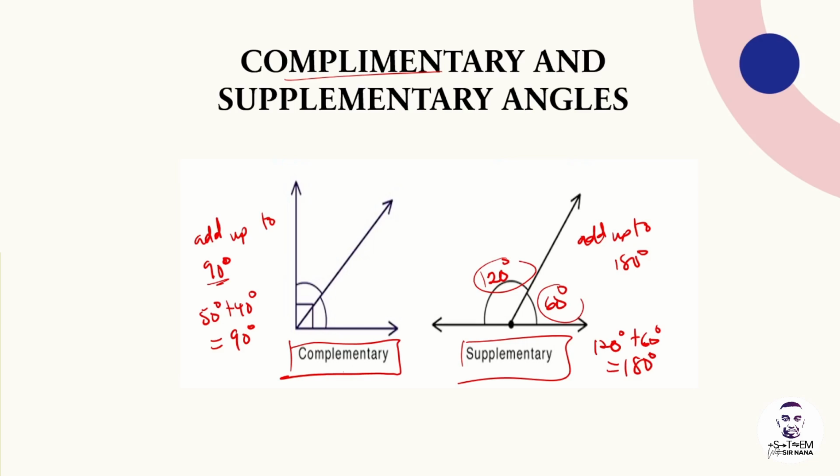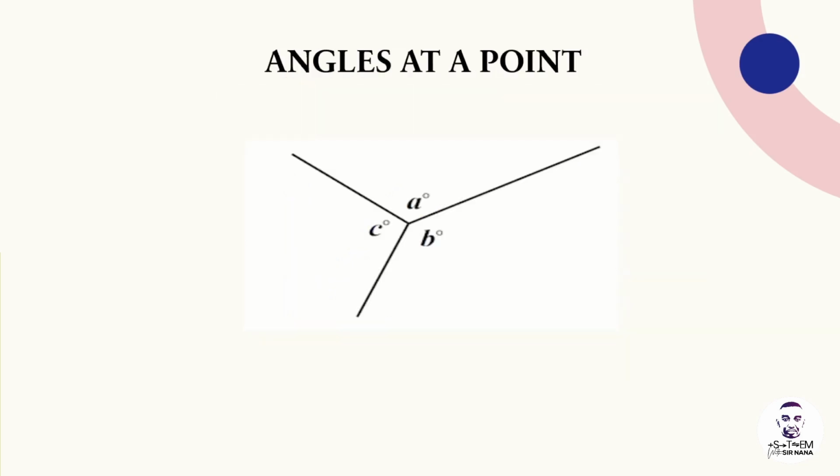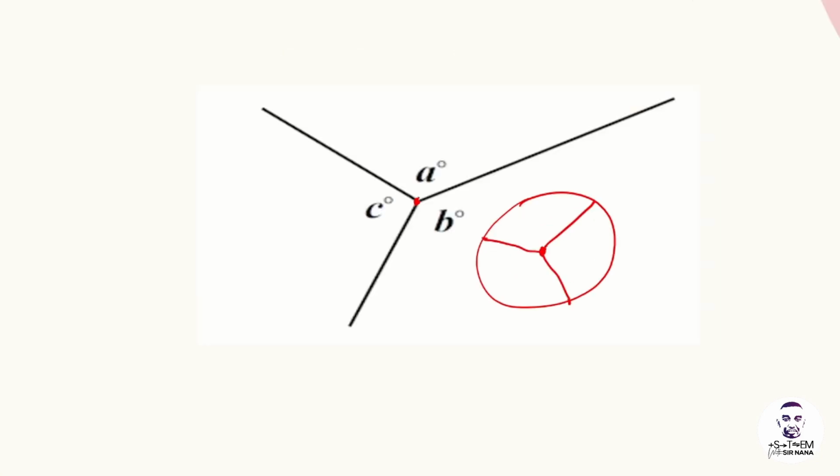And then we'll consider angles at a point. Remember that anytime you have a point, like anytime you have a circle, we can form angles at a point in a circle, right? Those angles at the point add up to 360 degrees. So angles at a point add up to 360 degrees.